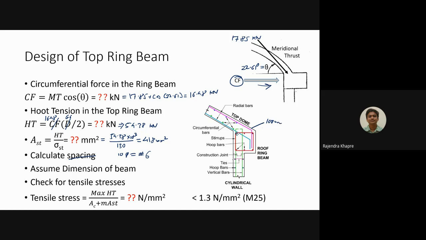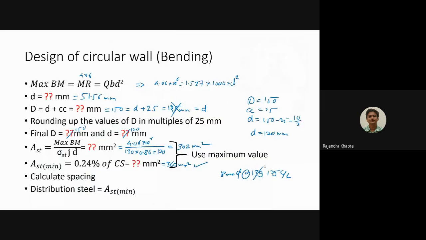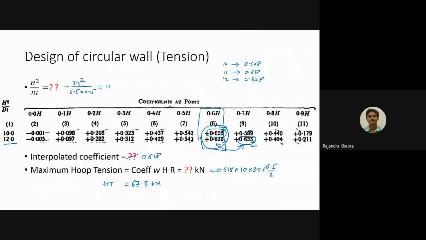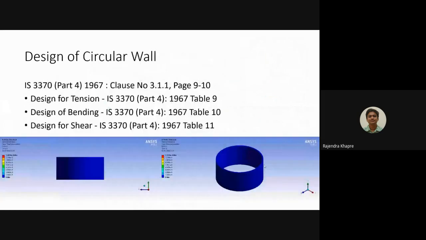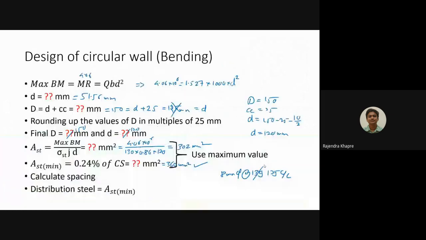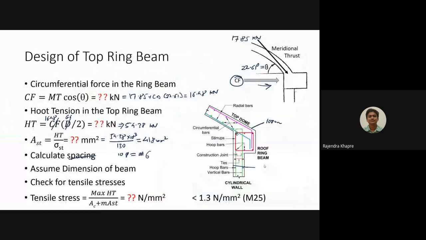What was the wall thickness? I think it was 150, I am not sure. Yeah, 150 we have taken, right? So now you have to choose the dimensions of the beam greater than this. So this was 150 mm.